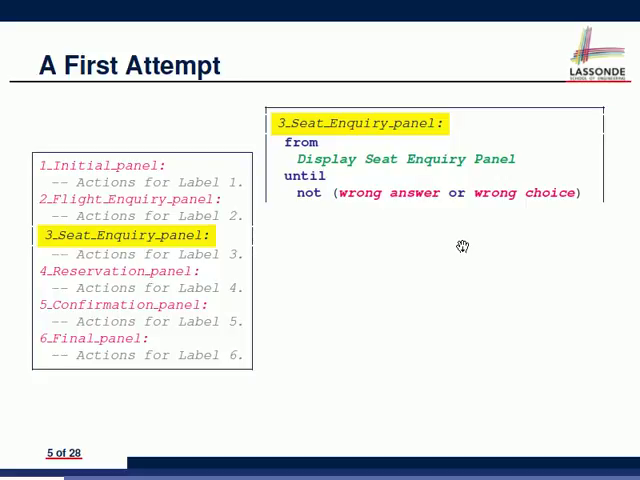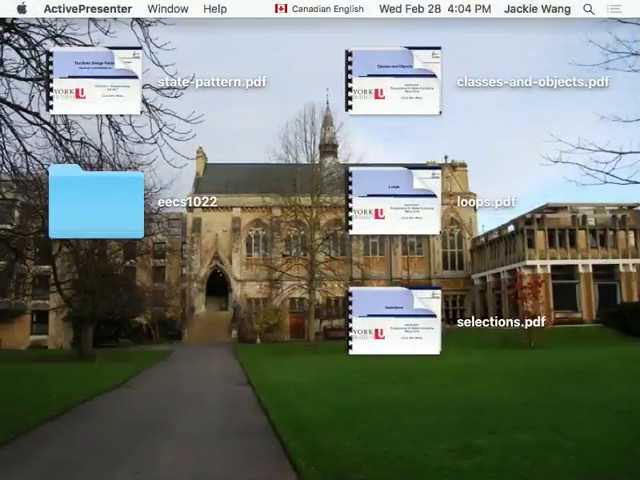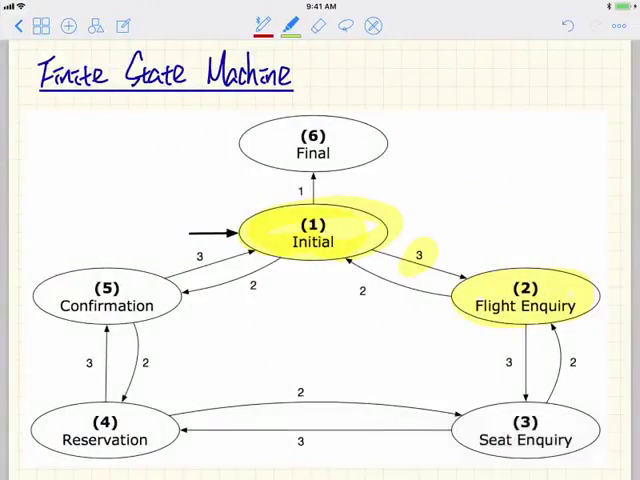Everything has to be valid until we can exit from this particular page. And then we simply read the user's answer and also read what their choice is. For example, if they are in this state over here and they give us choice number 1, we'll go to state number 6, right? If they give us choice number 3, we'll go to state number 2.